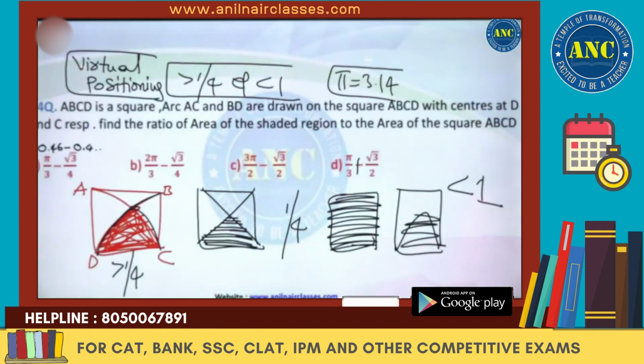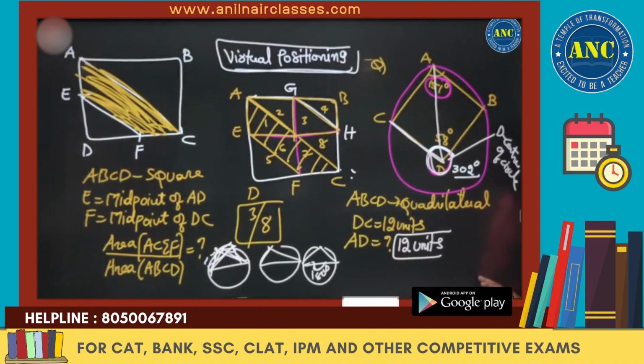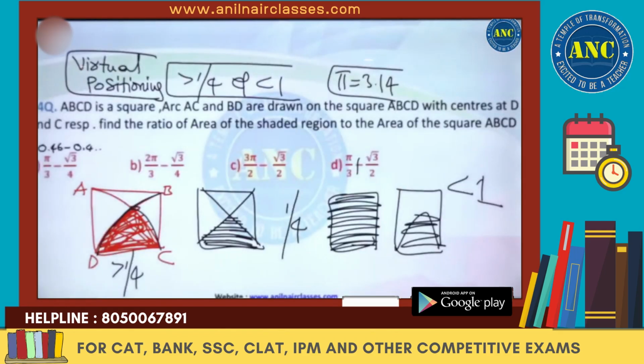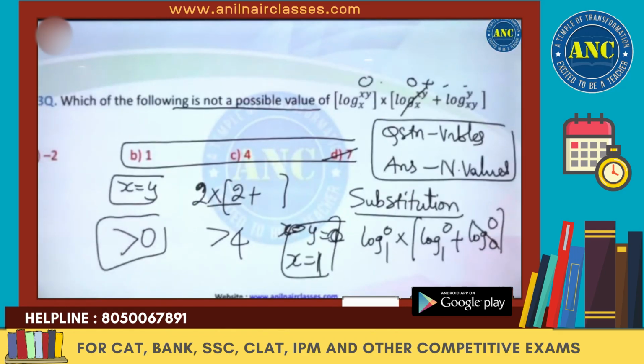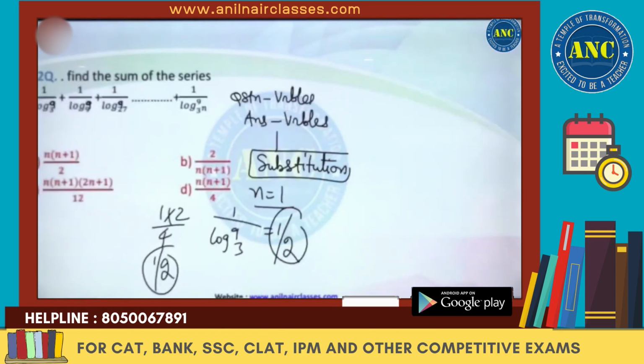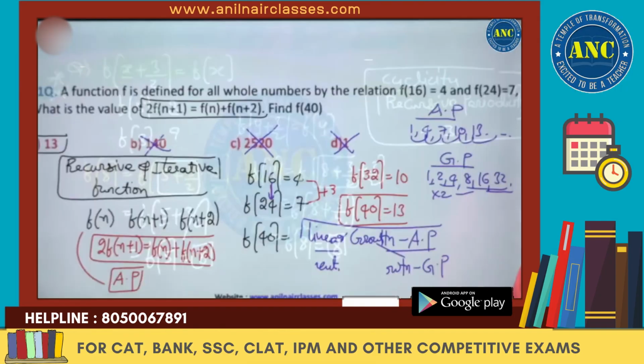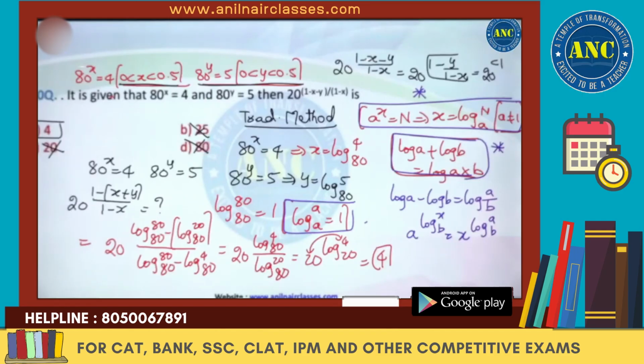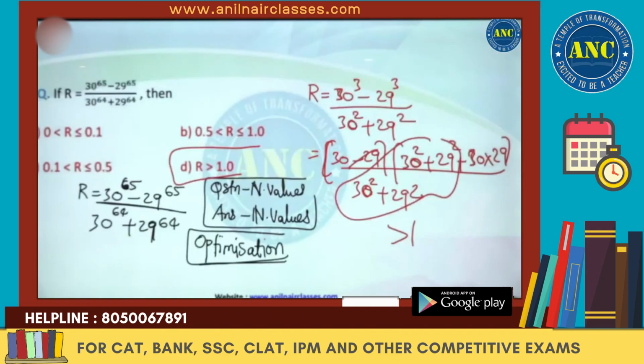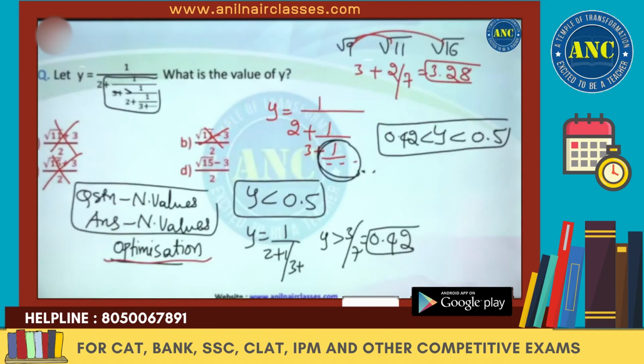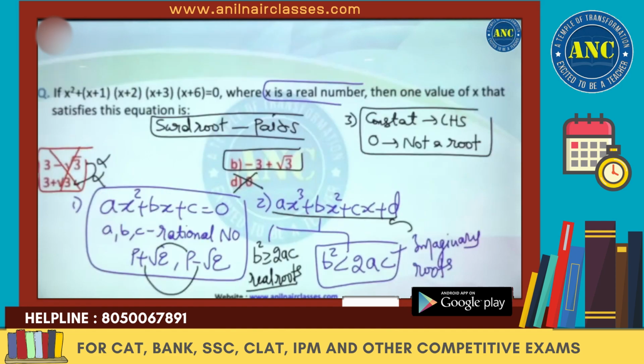Virtual positioning in a triangle, one important concept: PA square plus PC square is equivalent to PB square plus PD square. Arc related problems. Taking values instead of variables. Recursive and iterative functions. Linear growth is AP. Exponential growth is GP. Taking the power approximation. The question contains numerical values, the answer contains numerical values.